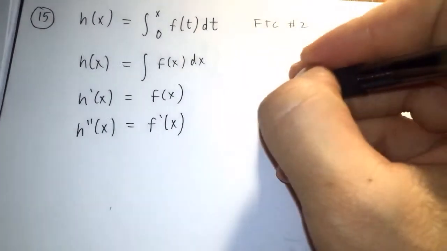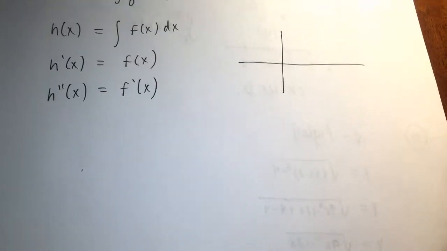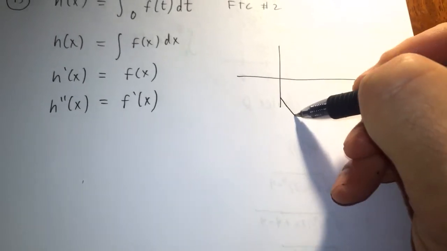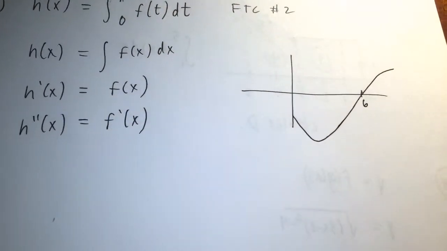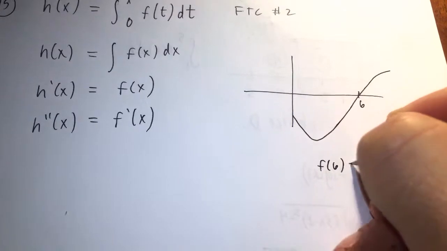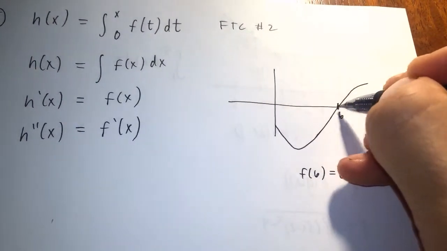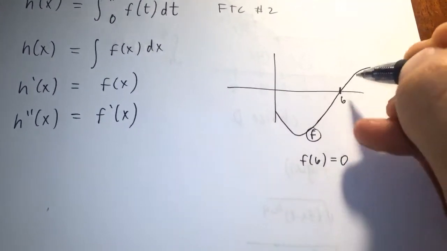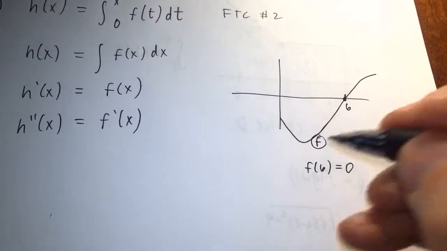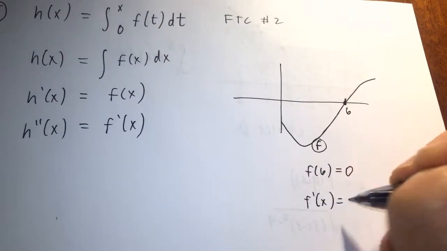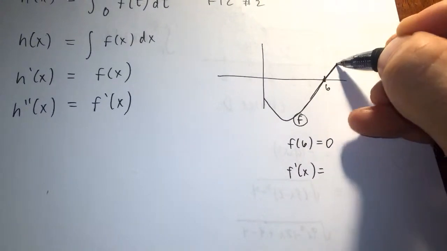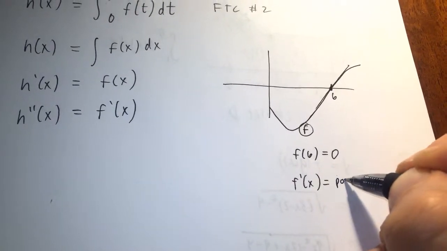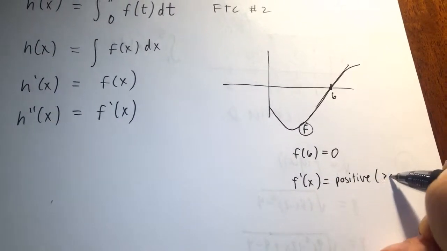Now in this case, they're giving you the graph of this function, and it looks like it goes through 6. Some of the things I know is that f of 6 is 0. This is the graph of f. So f of 6 is 0. I know that f prime of x, that's going to be the slope of the tangent line, is kind of like that. It's positive. Basically, it's greater than 0.